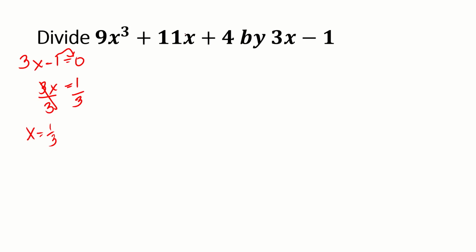Now, kumpleto ba yung terms ng dividend? So, since hindi po kumpleto yung terms ng dividend, so that means mag-add tayo ng 0 kasi diba nagsimula siya ng x cubed, dapat ang kasunod ay x squared at nawawala na naman yung x squared, so mag-add tayo ng 0. So, we will have again yung divisor na 1/3. Then, coefficient ng x cubed, that is 9. Kasunod dapat ay x squared, since walang x squared, so write 0. Then, 11. Then yung 4.